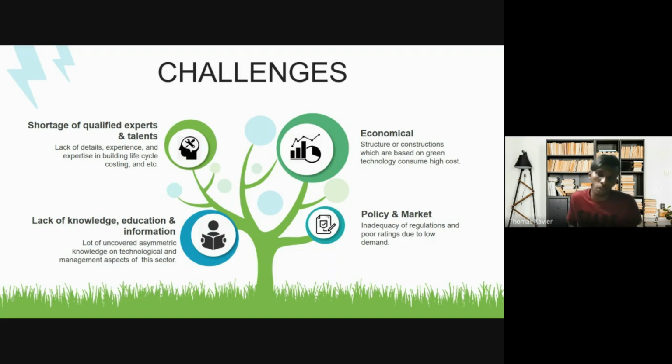The last challenge is the shortage of qualified experts and talents, and it is one of the most significant barriers to green technology implementation. None of the groups involved in the creation of green technologies, from politicians to planners, developers, contractors, and staff, have the necessary expertise and skills. This is because of a lack of knowledge and education, and also a lack of experience and expertise in building life cycle costing. Because in fact, green technology really gives a safer, prolonged building life cycle, and also safer emissions without giving any pollution to the environment. That's all for me.